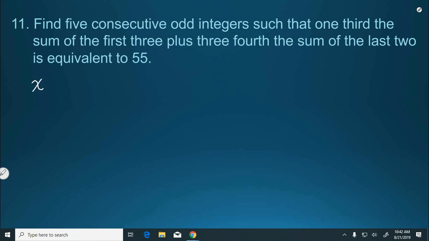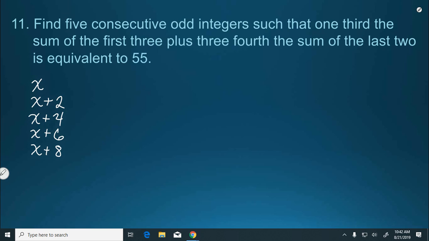Again, the first one is x. Then the second one is x plus 2. The third, x plus 4. The fourth, x plus 6. And the fifth, x plus 10. So we've got 5 consecutive odd integers. Oh, I missed x plus 8. I wanted to jump to 10. Whoops, don't make that mistake.